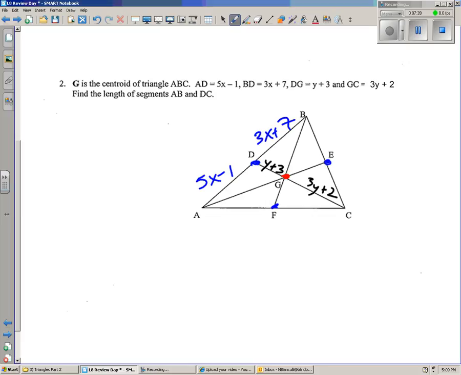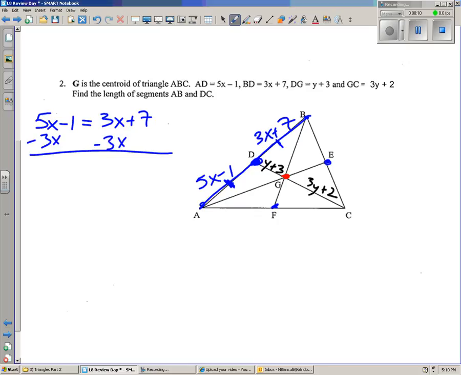So first, I'm going to look along this blue segment. And notice, since D is the midpoint, AD and DB are equal to each other. So what we can do is set up an equation with just 5x minus 1 equals 3x plus 7. Now notice I didn't multiply anything by 2 because we're on the outer part of the triangle. D happens to be a midpoint, and so these two pieces are equal. So now it just becomes some tedious algebra: subtracting 3x, adding 1, 2x is 8, divided by 2, and x is 4.